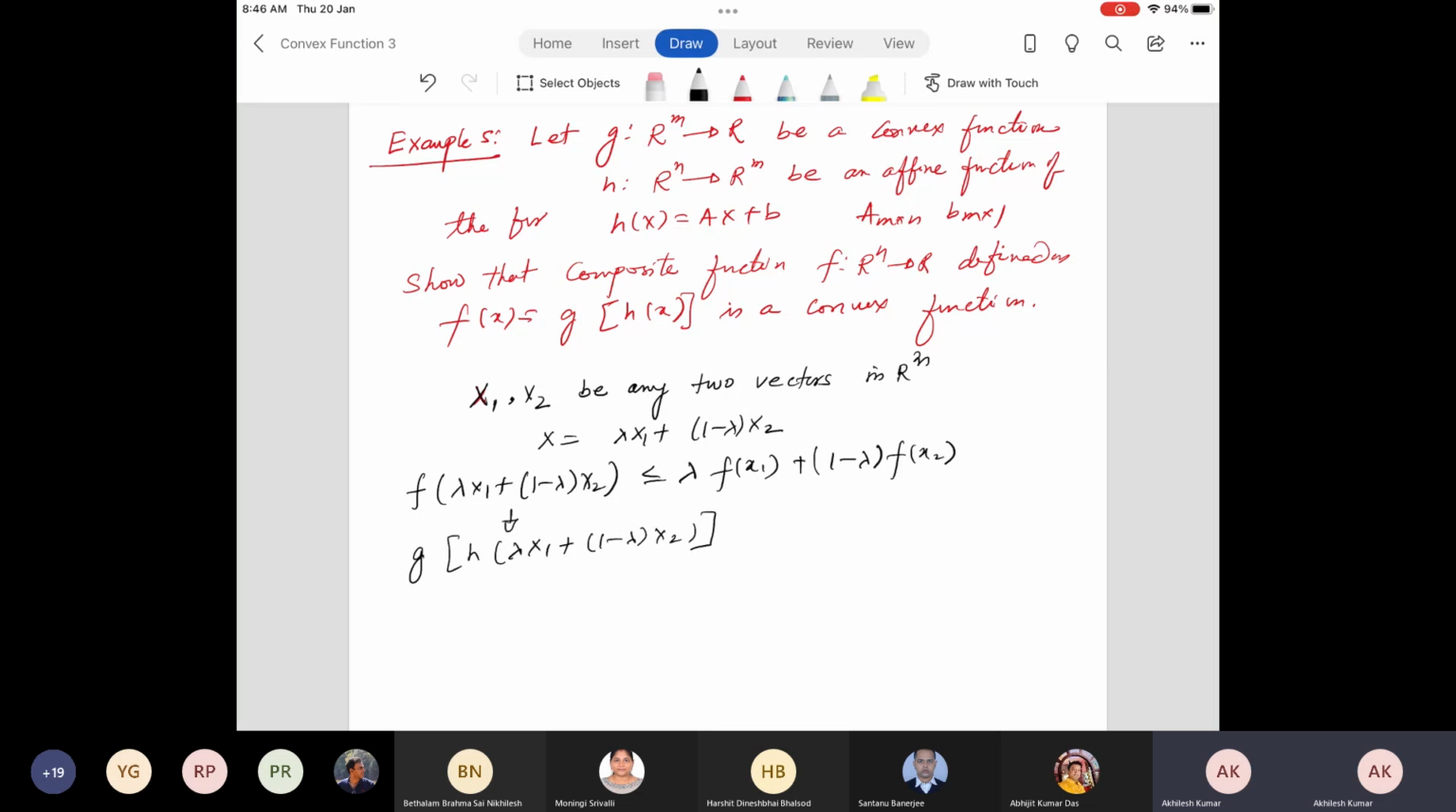Is this correct? Yes. Now h of lambda x1 plus 1 minus lambda x2, given that it is an affine function, you can use that. So it should simply be equal to lambda times (a x1 plus b) plus 1 minus lambda times (a x2 plus b). Can we write this? Yes. h of lambda x1 plus 1 minus lambda x2 is nothing but lambda h of x1 plus 1 minus lambda h of x2. Let's plug this in here.